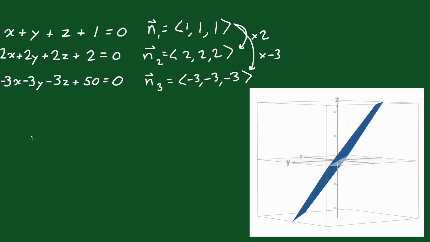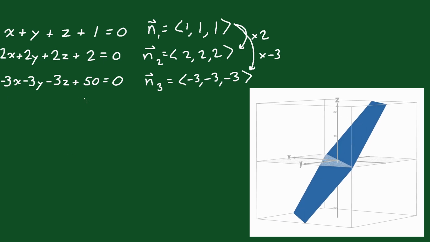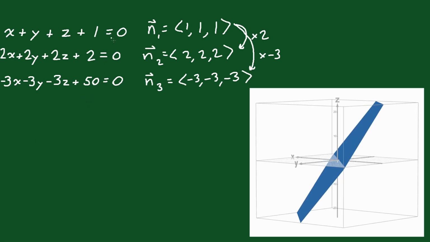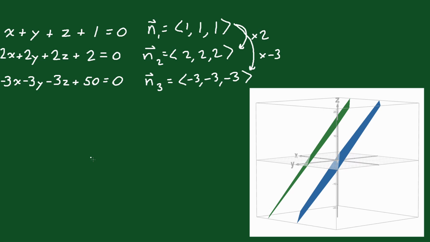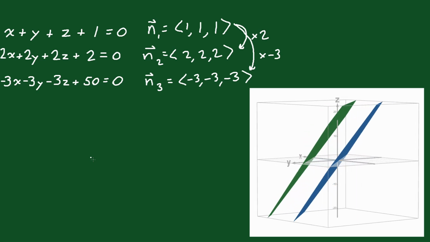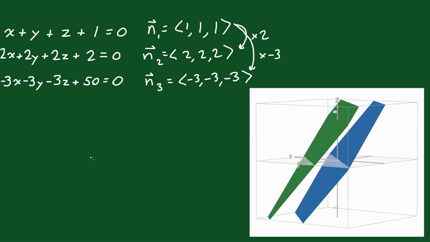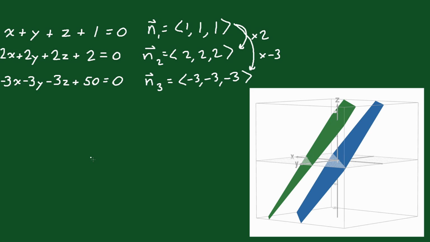This third plane, however, the entire equation is not a scalar multiple of the other equations. If this 50 value was a -3, it would be. And so what that means is that that third plane is parallel to the other two, but it is not the same plane. It has some distance between it and those first two planes. So hopefully that makes sense. So that's the first thing I do. I take a look at those normal vectors and I see if they're all the same.